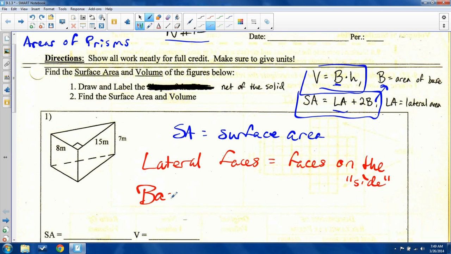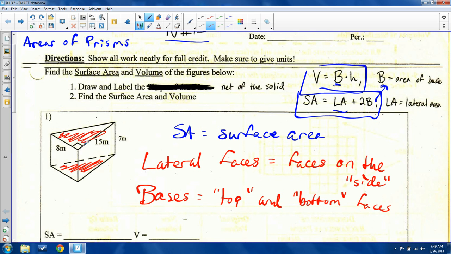And bases, as I talked about before, they're the top and bottom faces. So for this triangle, here's a base, here's a base. Now, like I said, in a prism they will be congruent, so they'll be the exact same. So when I see an 8 here, I'm going to write an 8 here, etc. So I'm going to walk you through 3 problems, and that'll be it.